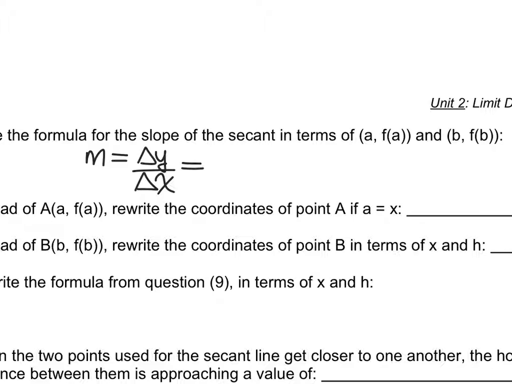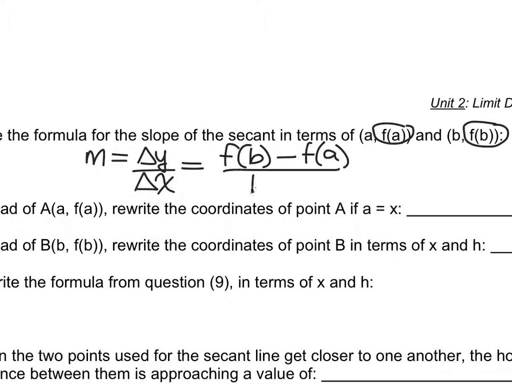All right, so I had the difference between my y values, f of b minus f of a. Then I have the difference between the corresponding x values, b and a. This is the definition of the slope of a secant, also known as the average rate of change.